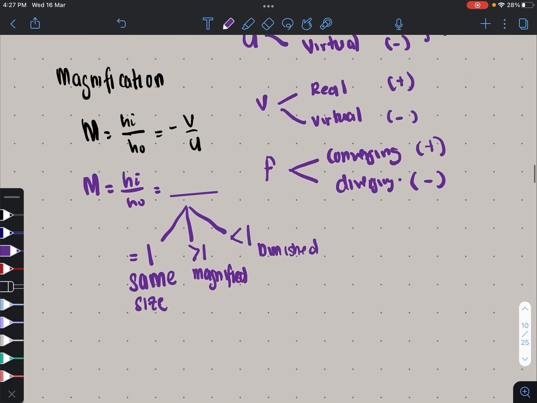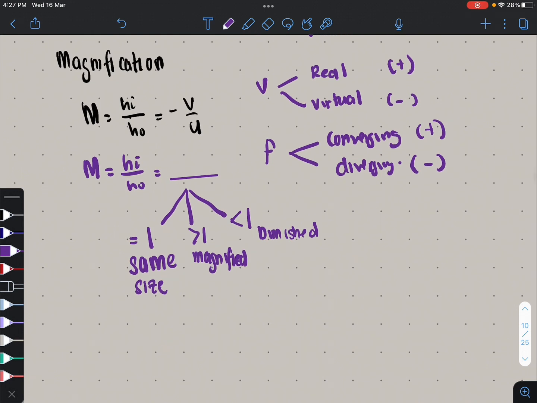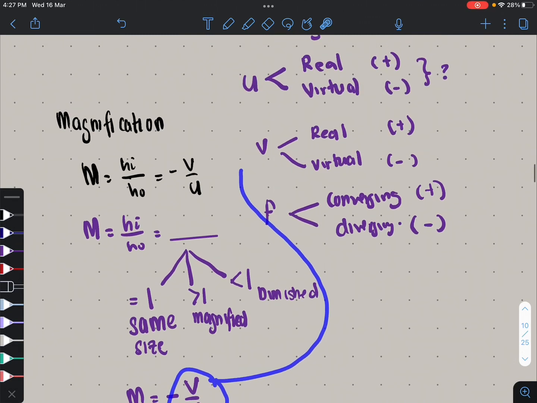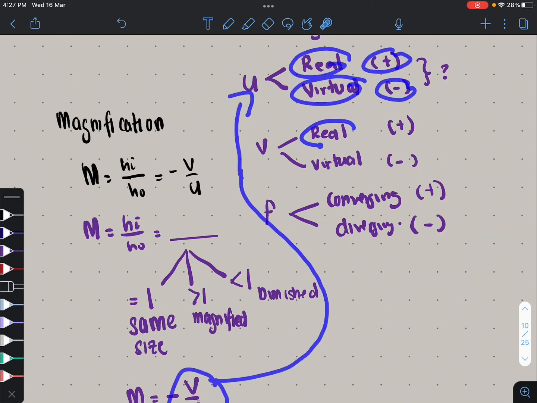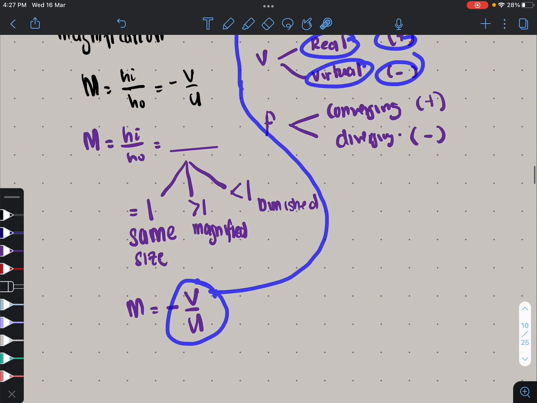Okay. However, this equation M equals H over H naught can also be written as magnification sama dengan negative V over U, where image distance is divided by the object distance. To use this equation, kita kena consider this sign convention dekat sini. Kalaulah objek kita real, positif, virtual, negatif. Begitu juga image real, positif, virtual, negatif. So for this part, you have to consider the sign convention.